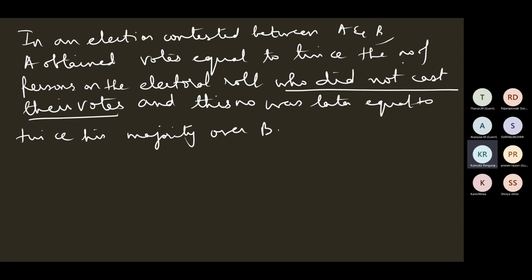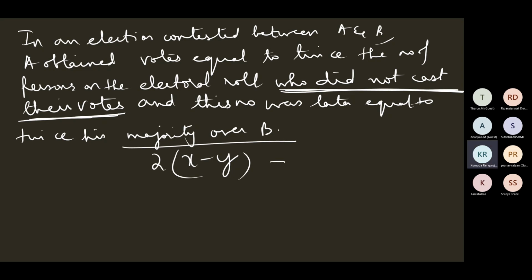Okay, so see here, twice the number of persons on the electoral roll who did not cast their votes, and this number represents who did not cast their votes, was later equal to twice its majority over B. A's majority over B is X minus Y: votes received by A minus votes received by B. The difference is the majority over B. Twice, meaning 2 into (X minus Y), is equal to those who did not cast their votes: 18,000 minus X minus Y.